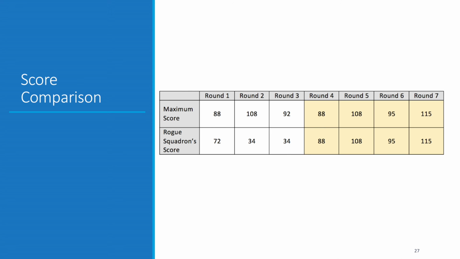In rounds 4 through 7, the R2-D2 score was the maximum or was equal to the maximum score obtained in each round. These rounds are highlighted in yellow.